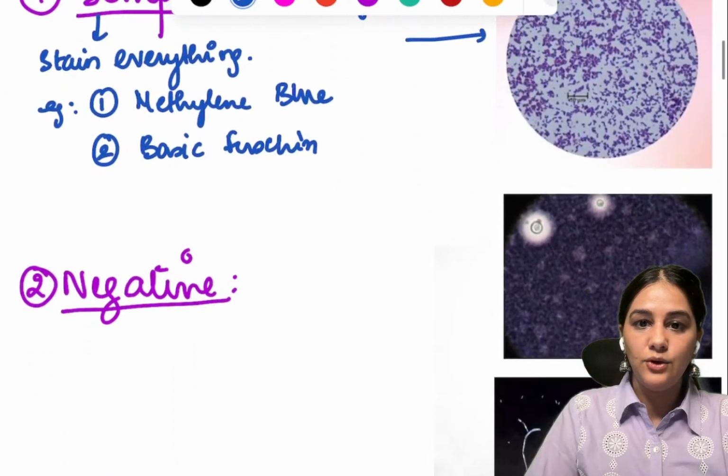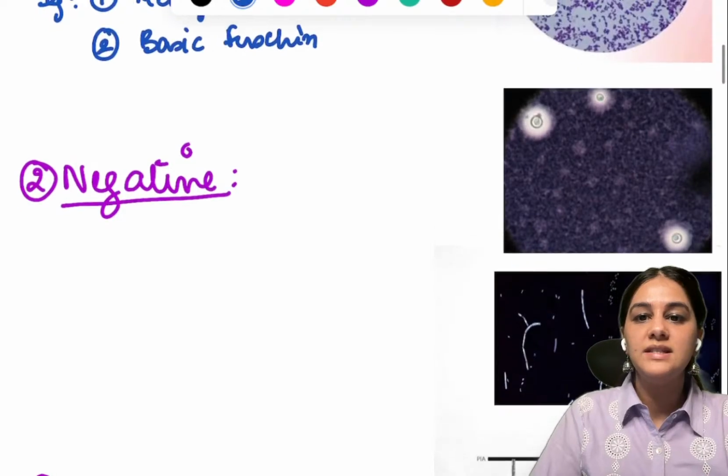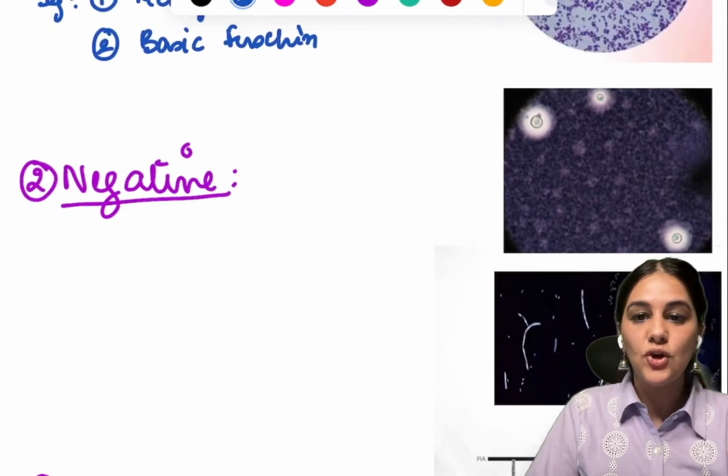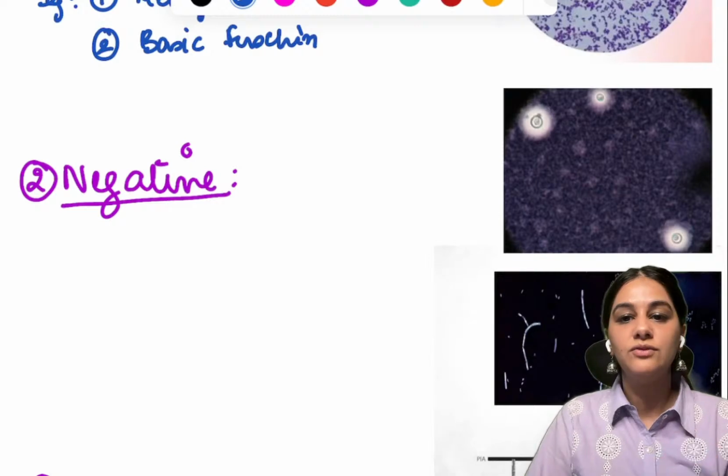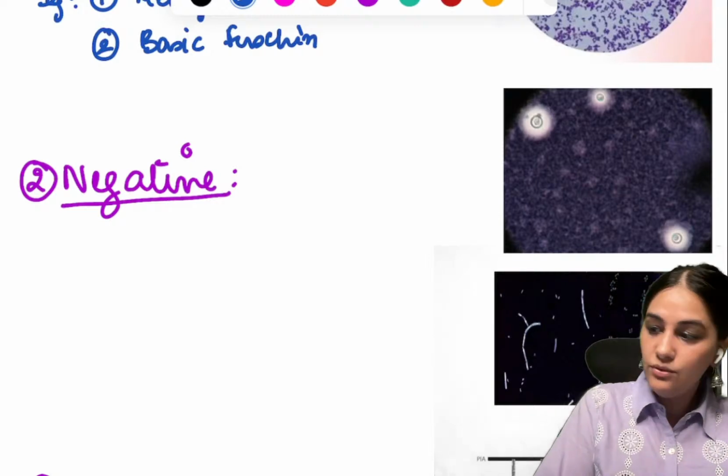Next, we are going to talk about negative staining. So what is negative staining? Negative staining does not stain the specimen or the bacteria. What is it going to do?